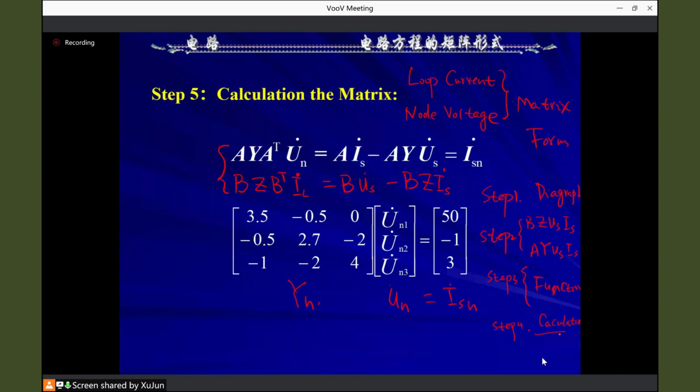The calculation is done by the computer, so we always care about step 1, step 2, and step 3. For step 1, the teacher will always draw a diagram for you, so you need only care about step 2 and step 3.